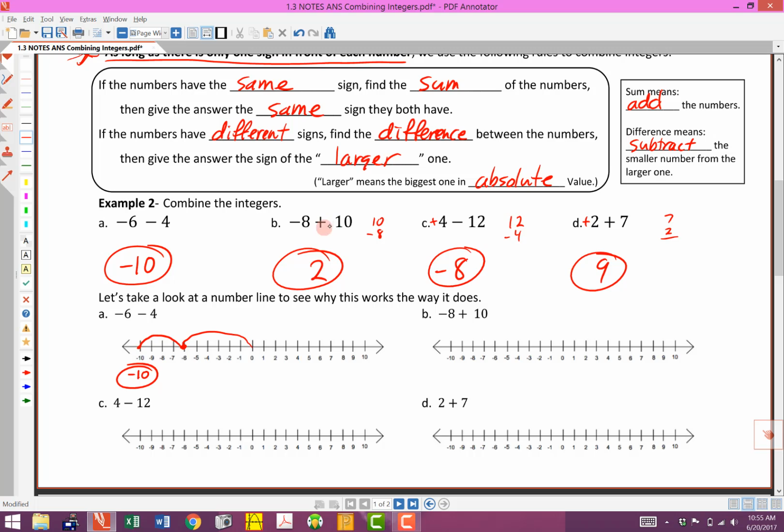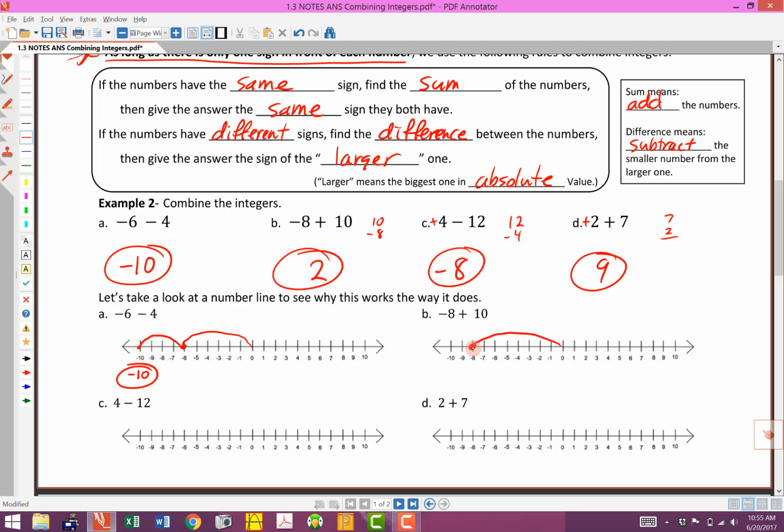Let's take a look at this problem right here. We got a 2. Let's see on the number line how we come up with a 2. So we're going to start with -8. So that means we're going to go to -8 on the number line. So we end up right there with that number. And then we're going to add 10 to that. Well, if we add 10, we're going in the positive direction. Remember, the positives go off here to the right. So we're going to add 10.